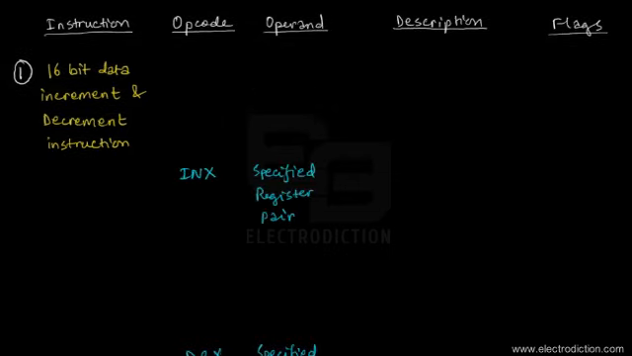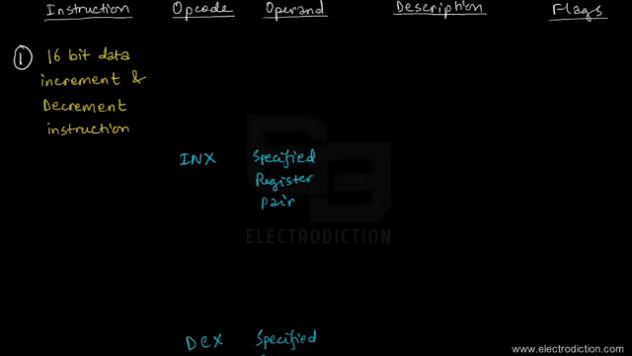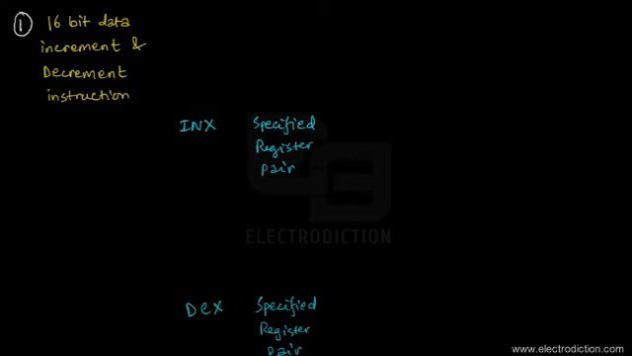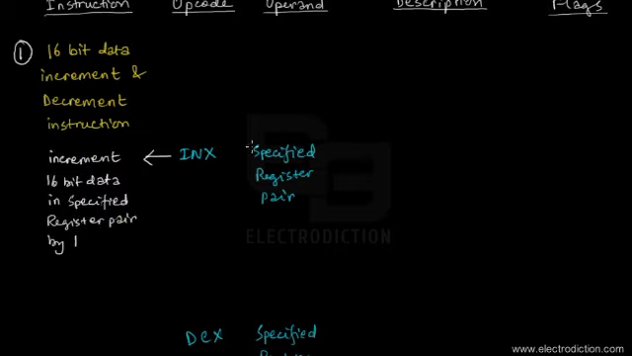Over here we have two instructions, the INX and the DCX, both of whose operands are the specified register pairs. If we start with the INX instruction first, INX stands for incrementing the 16-bit data that the specified register pair contains by 1. So if you execute the INX instruction once, the 16-bit data content in the specified register pair would be incremented by 1.